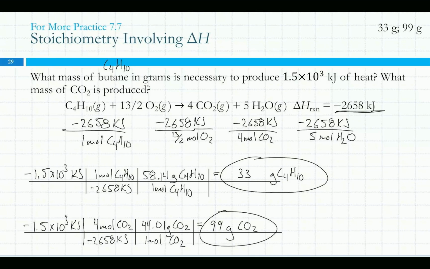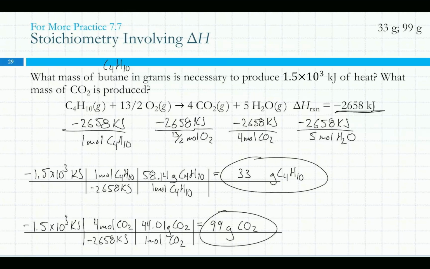If this reaction instead asked what mass of butane in grams would cause some amount of heat to be absorbed, anything that hints that heat is going into the reaction, or that it's sucking up heat from its surroundings, would mean an endothermic reaction. Then we would leave this positive.